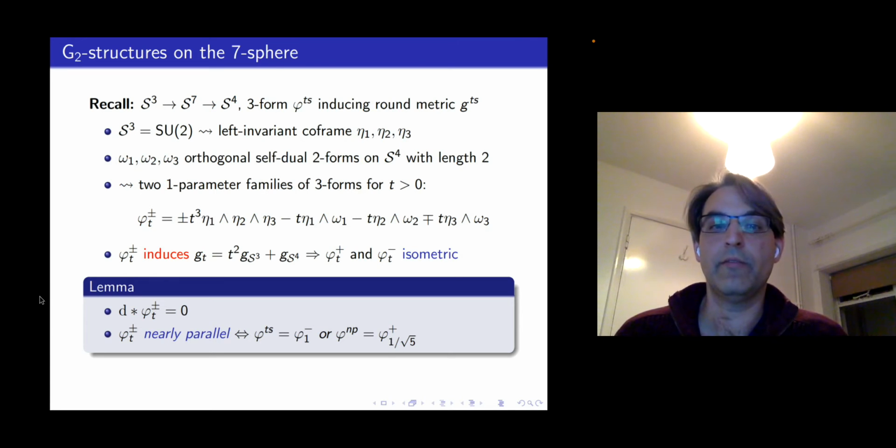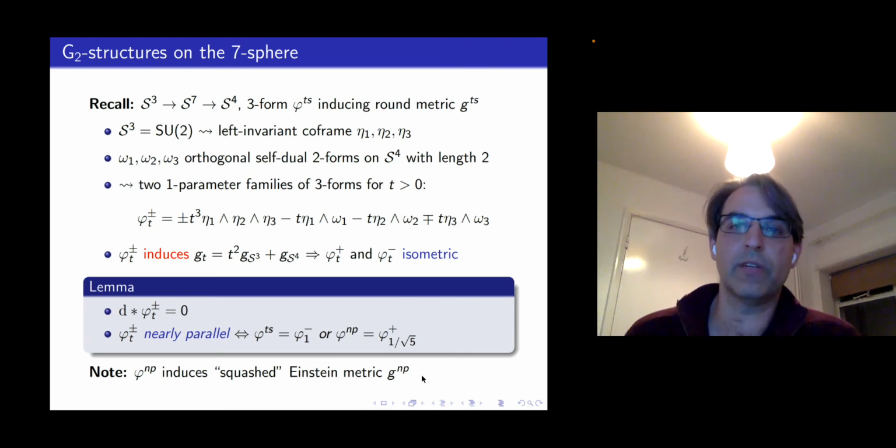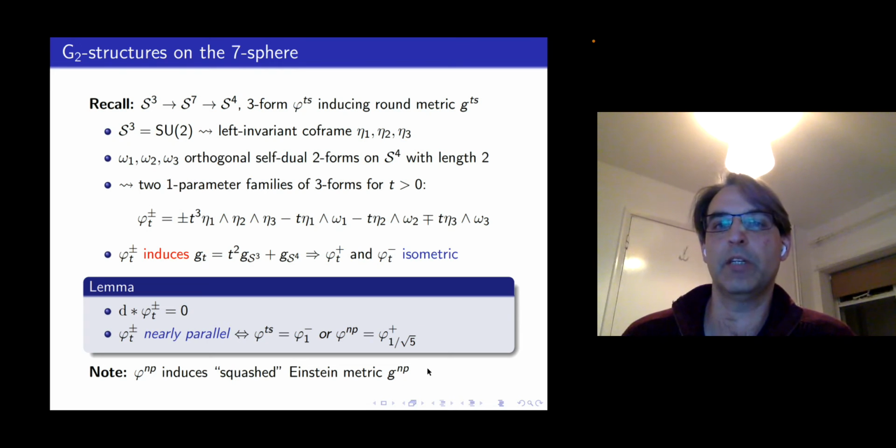And so we have 2 very special G2 structures in this family, phi_1^minus and phi_{1/root 5}^plus, which we call phi_TS and phi_NP respectively. Now we notice that this phi_NP will define the other Einstein metric on the 7-sphere in the canonical variation, which is often called the squashed Einstein metric, because we have squashed the fibers in the Hopf fibration relative to the usual round metric case.